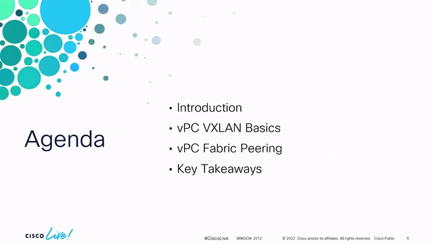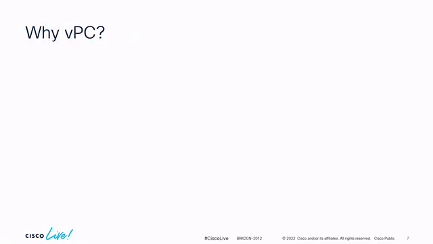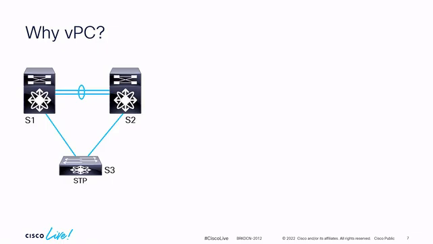With this, let's go to a brief introduction of why VPC is there and what it does. So why VPC? If you have a simple network of 3 switches, with switch 1 and switch 2 on the top, connected to switch 3 on the bottom, what will happen if you run spanning tree over here? One link will be blocked, which means you lose half of the bandwidth between switch 3 and switch 1 and switch 2. Not really a good solution.